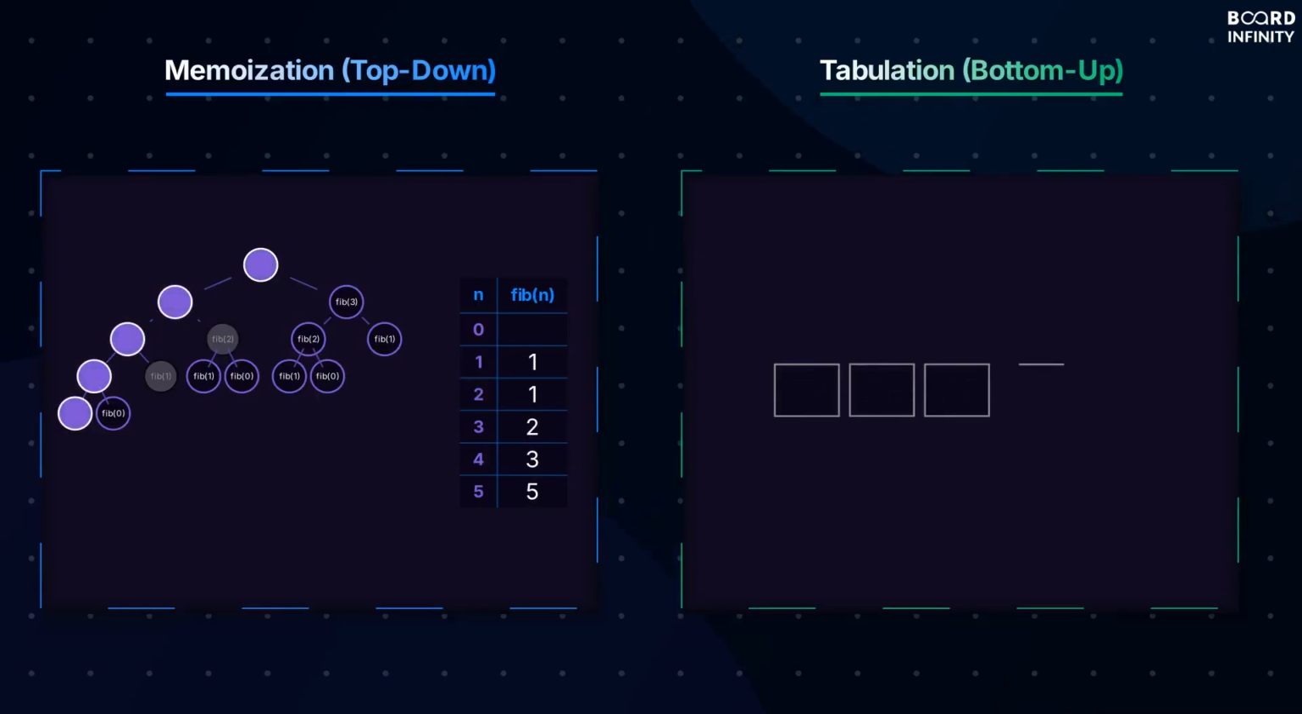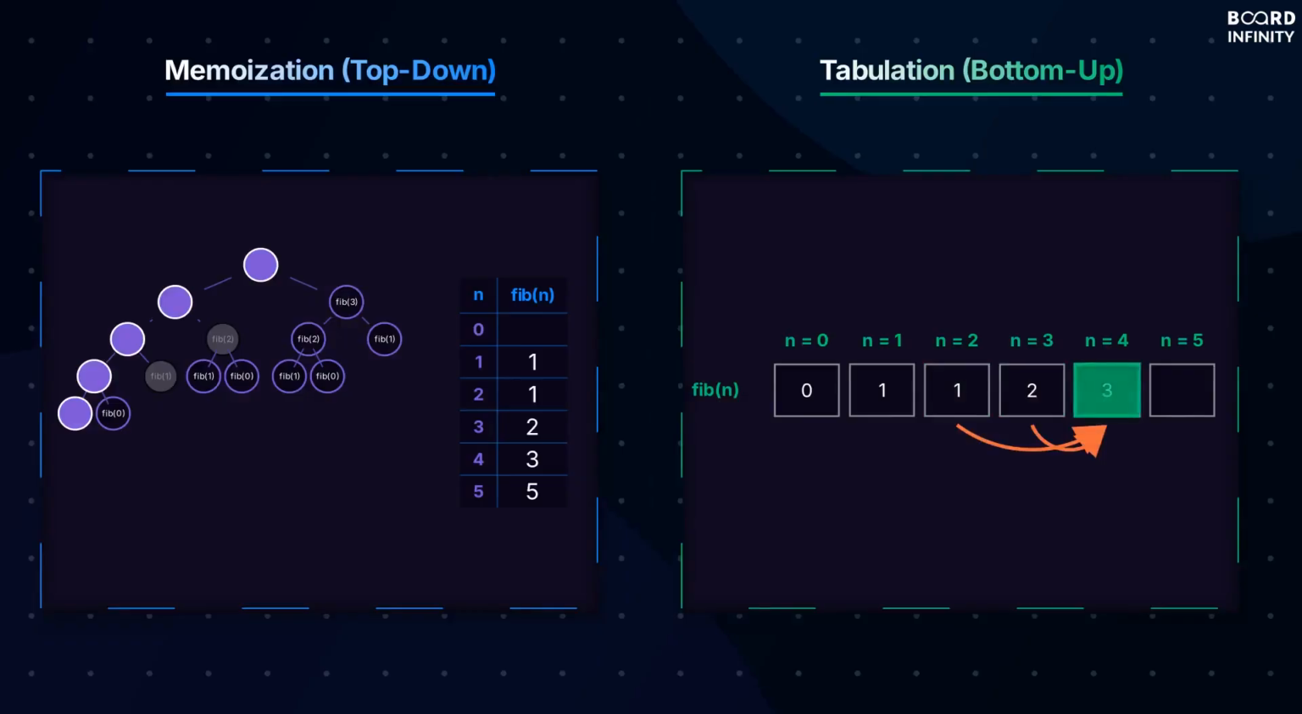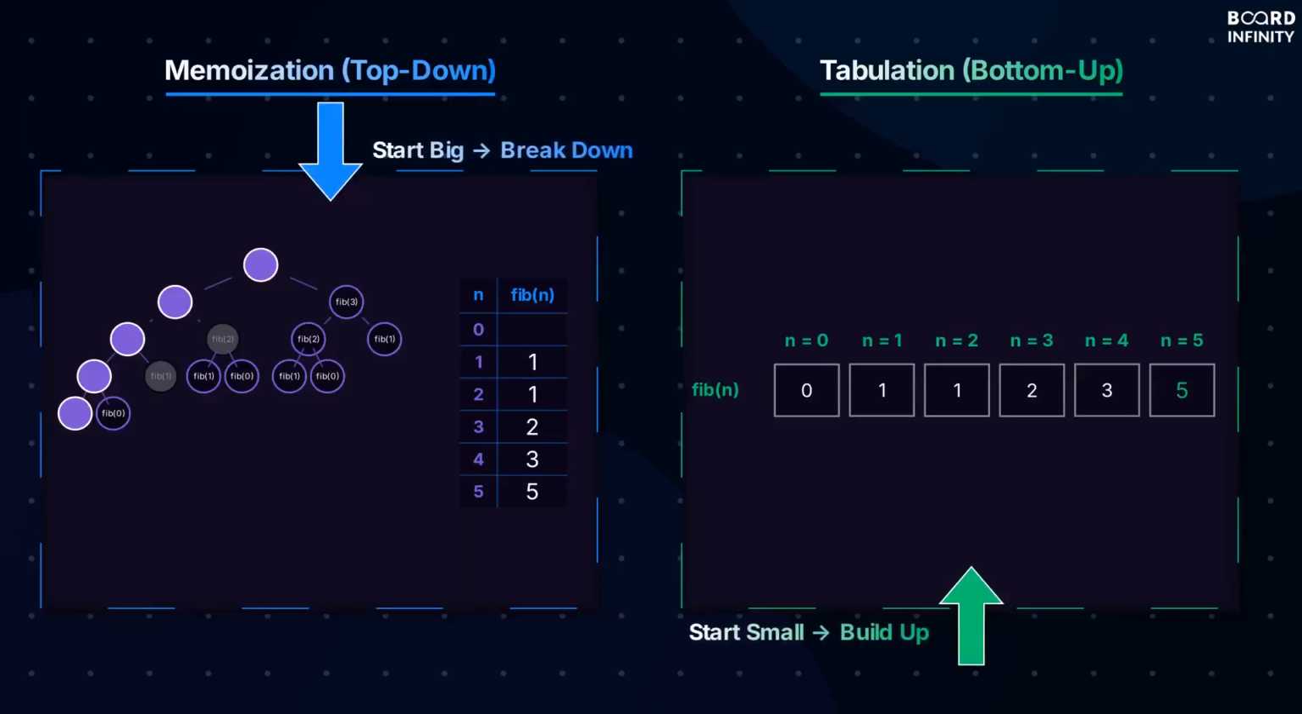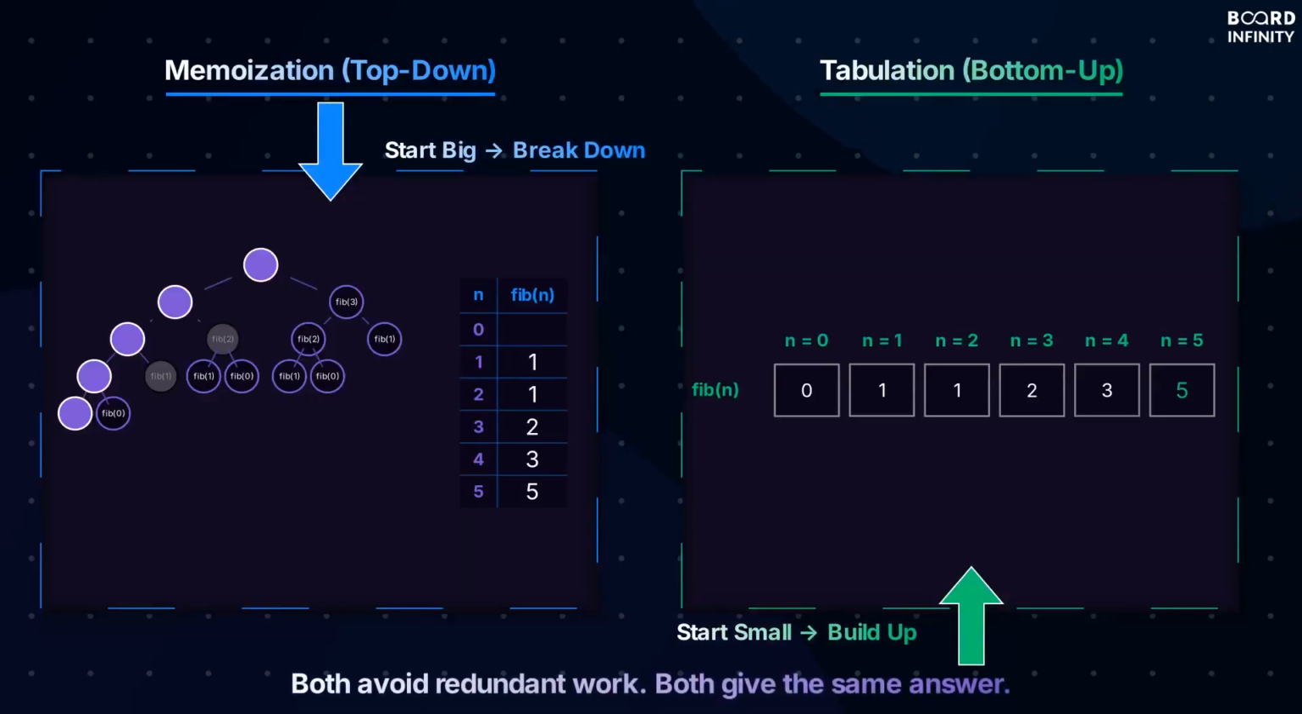The second approach is tabulation, or bottom-up DP. Instead of recursing, you start from the smallest subproblem, fib of 0, fib of 1, and build up. You fill a table row by row, using previously computed values, until you reach the answer you need. Both approaches avoid redundant work. Both give you the same answer. The difference is direction. Top-down starts big and breaks down.